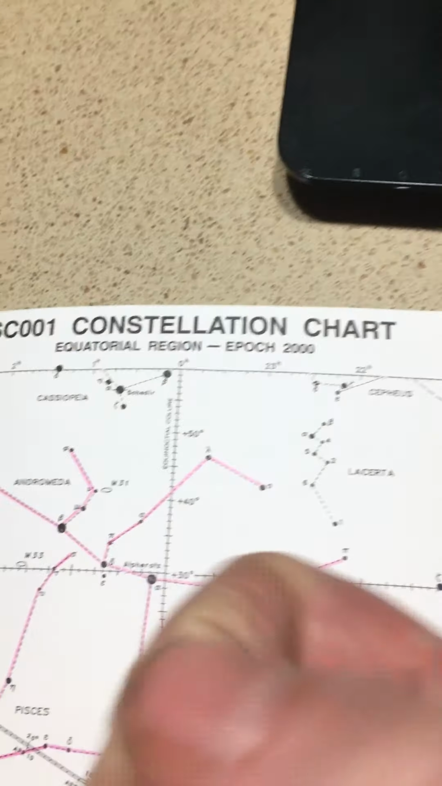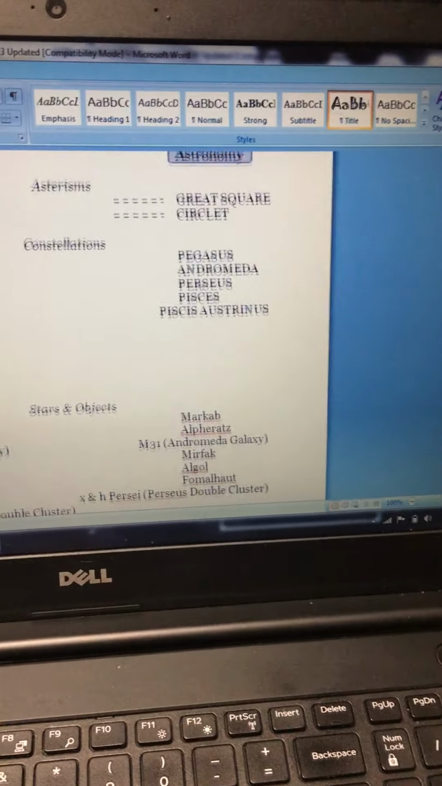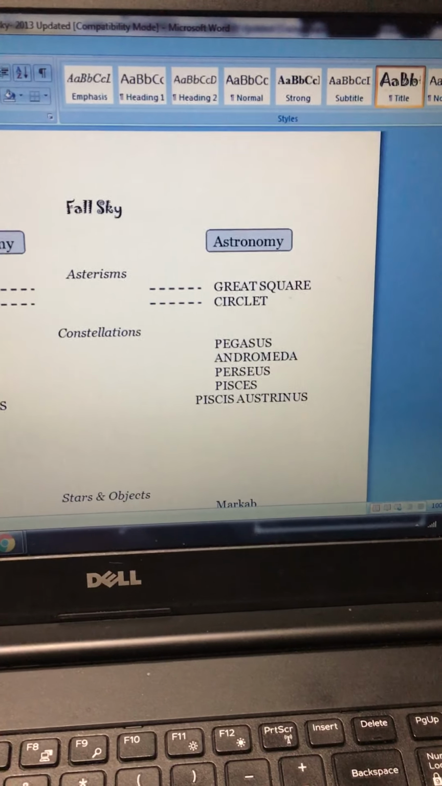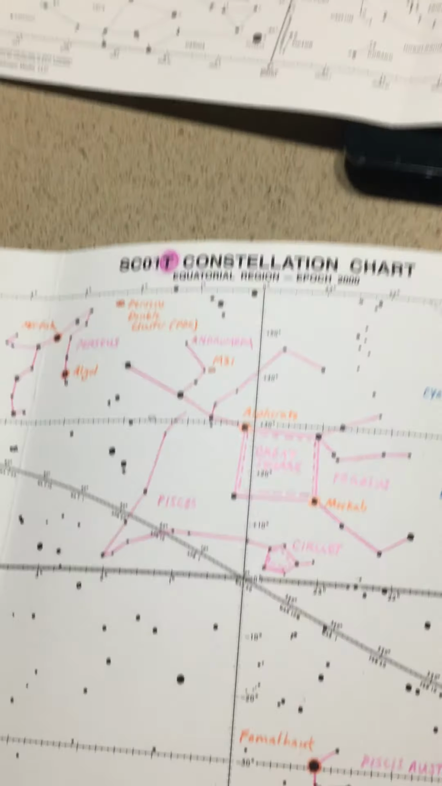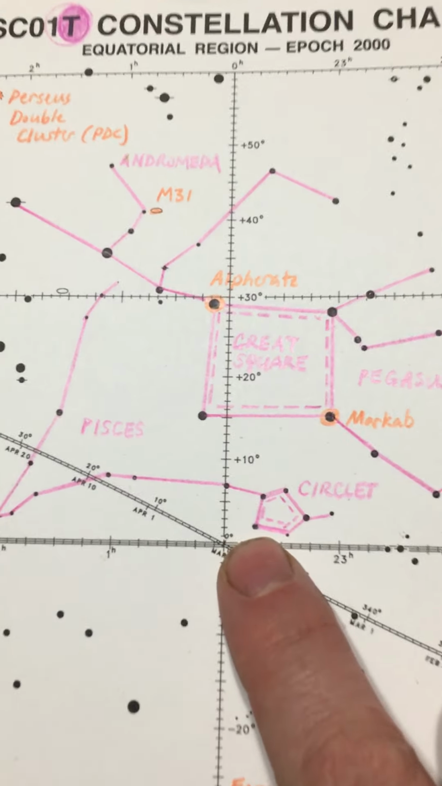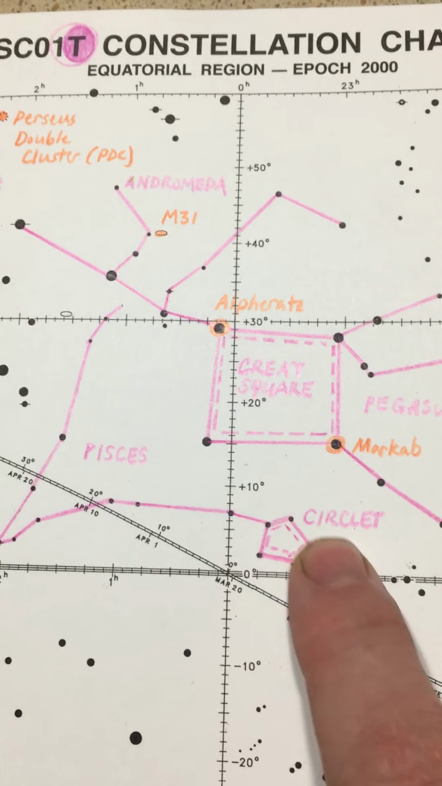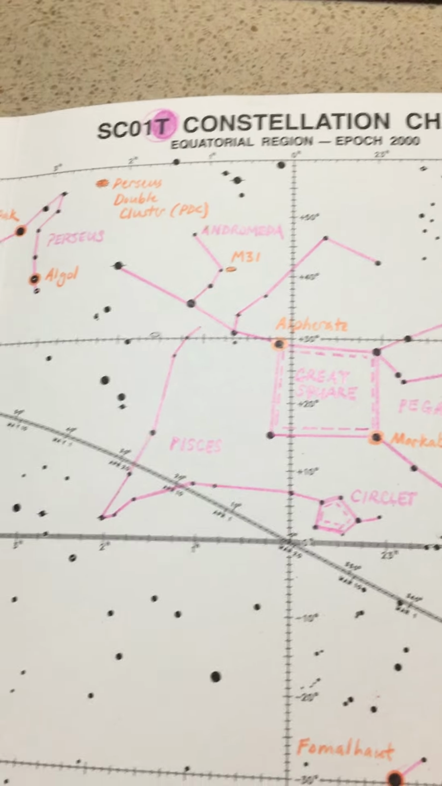So get one last look. Then steps 2, 3, and 4 are going to be on the T chart. So step 2 and 3, we're going to use the same color to connect the dots to make our constellations and our asterisms. So let's look at the T chart here, see the work we did. So for starters, everybody, on the T chart, this one star in the circlet of Pisces is missing. So you got to add that action on your own.